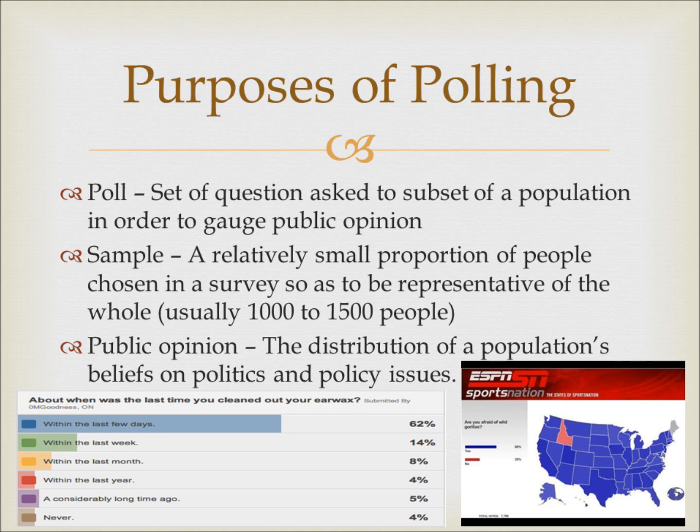Since it would be prohibitively expensive and time-consuming to ask every citizen his or her opinion on a whole range of issues, polls rely on a sample of a population in order to gauge the population's public opinion on a certain matter. Much like a doctor does not need to drain a gallon of blood to test for disease, policymakers do not need to conduct a census to determine public opinion.